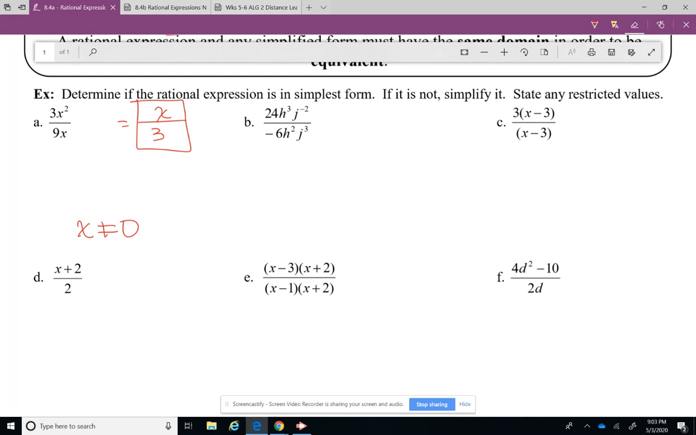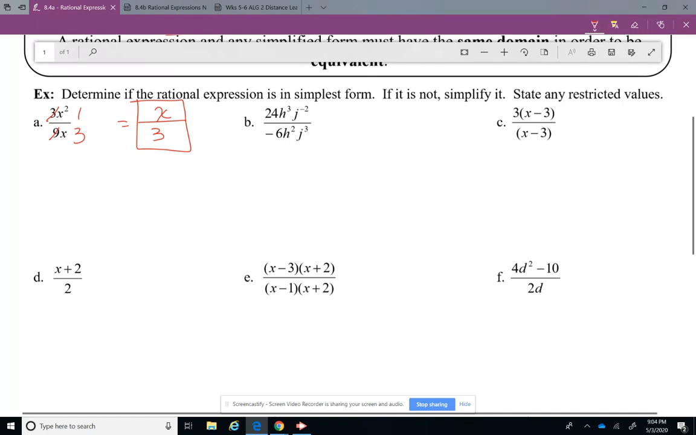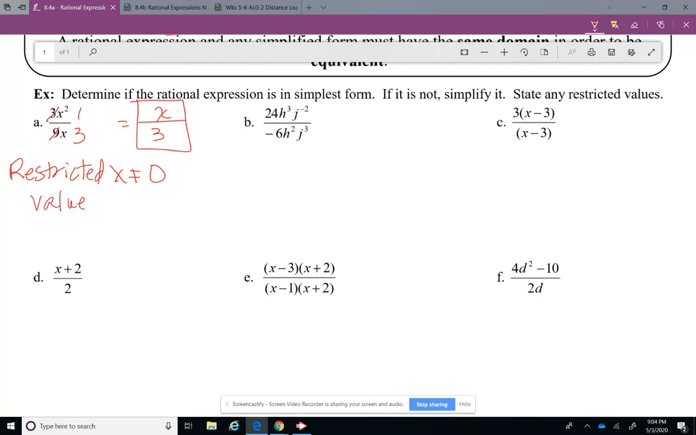If you look right here, it says, determine if the rational expression is in simplified form. Well, this one wasn't. So if it's not, simplify it. So we did that. And then it says state any restricted values. All right, so I'm going to put this back just so you see my work. And I'm going to put x is not equal to 0. And we're going to call this a restricted value.